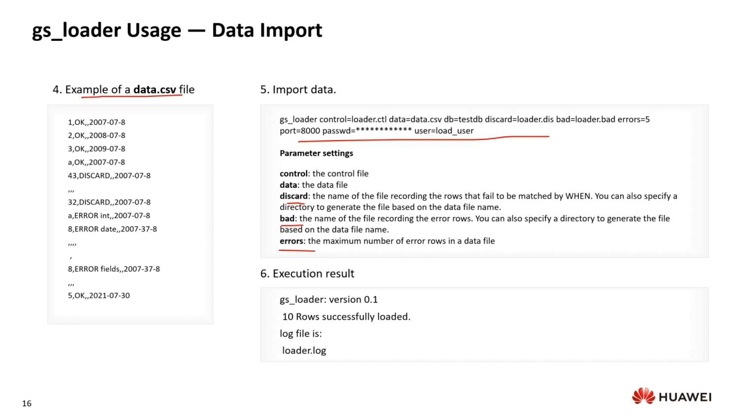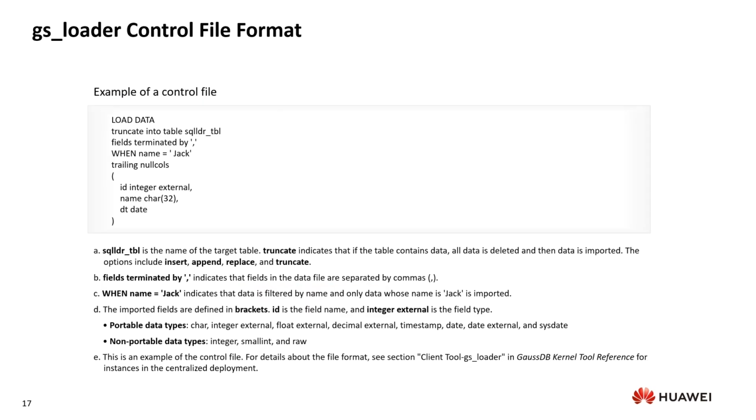Errors is the maximum number of error rows in a data file. If the number of error lines exceeds this value, the import will fail and roll back. And here is the execution result of the Gauss loader. Now let's take a further look at the syntax of a control file.